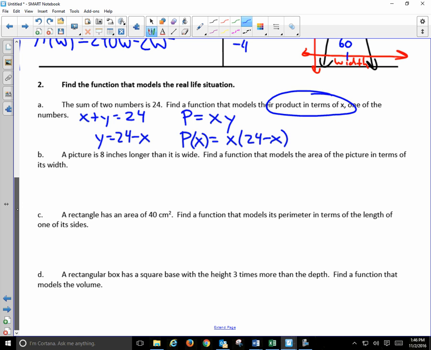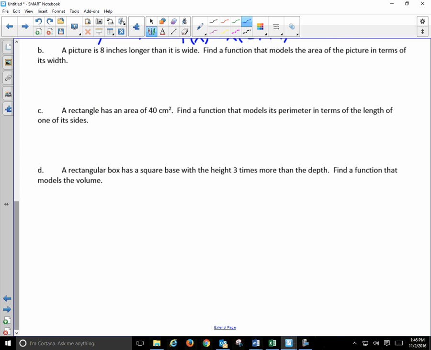You try B on your own. Then we'll do C together, then you'll do D on your own. Show me you got some smarts.